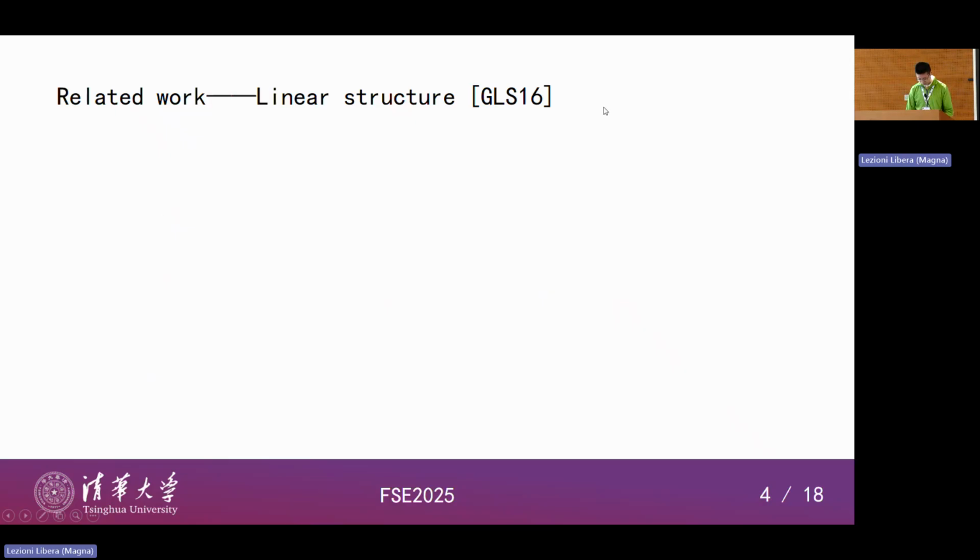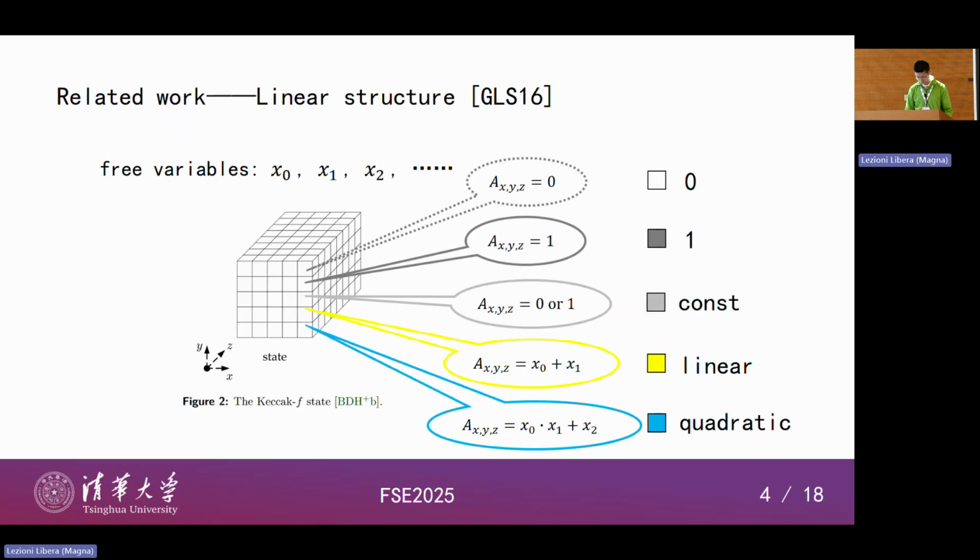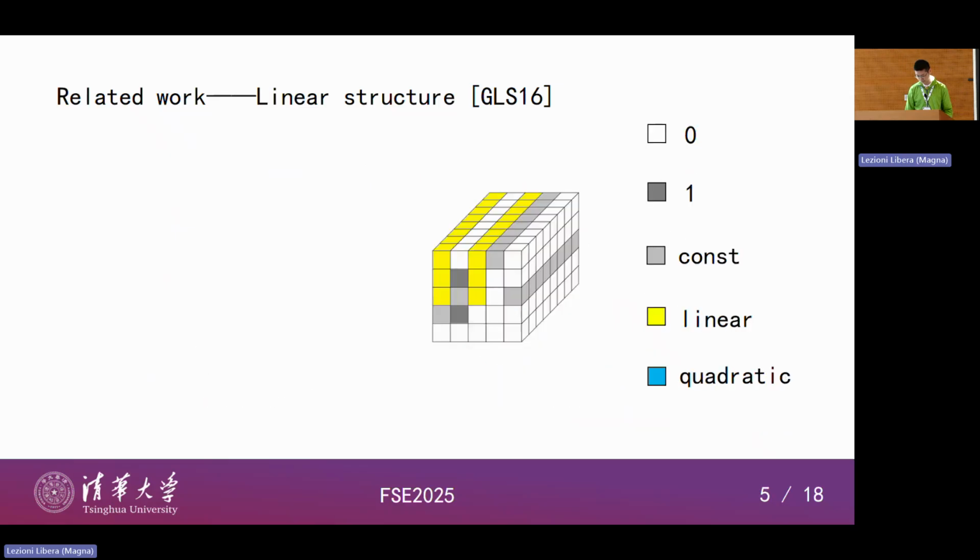First, linear structure. Suppose we have some free variables, and every bit of a state can be represented by these variables. Then we use some different colors to denote the different situations. For a state, the bits on the same lane usually perform similarly. And we consider a lane-level state representation.